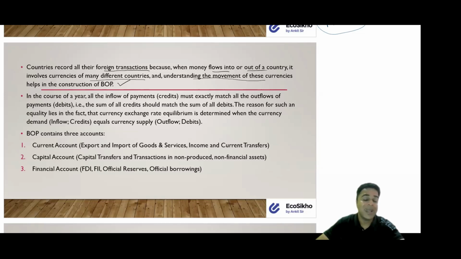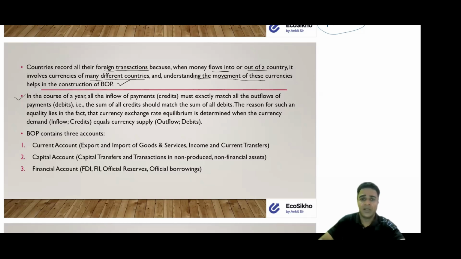And sir, why exactly do we need a balance of payment? We need a balance of payment in order to understand if our country is in surplus or if our country is in deficit. And that is something that I have reserved for later. To know what a surplus is, what a deficit is, we'll talk about it later.